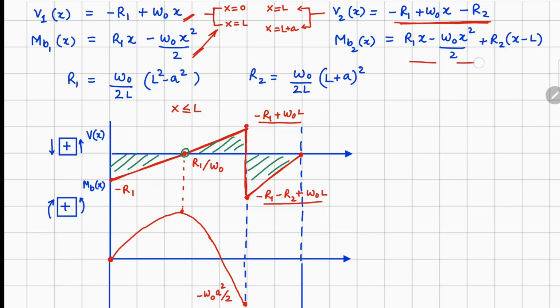And for your MB2, if you simplify this, you're going to get that this is also a parabola opening downwards, and the shape of this parabola is such that the peak is going to come at x equals L plus A. So this is how your bending moment diagram is. On the negative side, we are getting this value here, and this peak right here is W naught divided by 2 times (L square minus A square). So that's how the shear force and bending moment diagram is for this given beam.